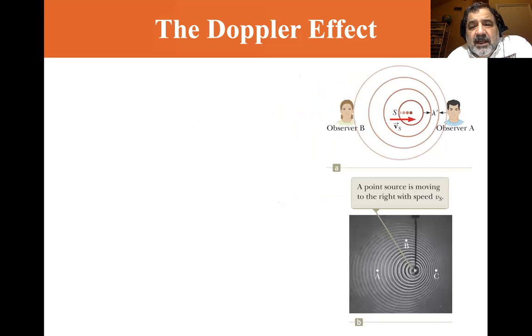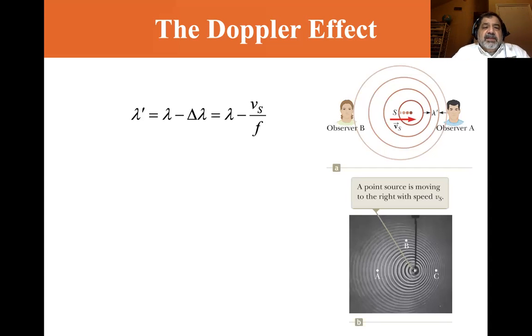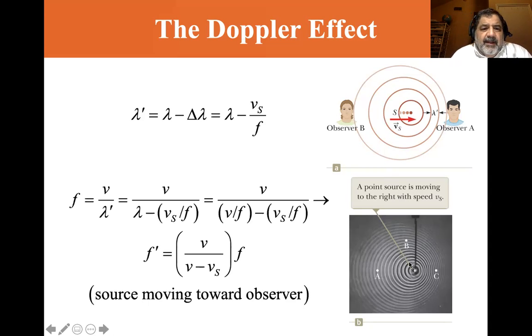Now here's the wavelength: lambda prime is equal to lambda minus delta lambda, which is lambda minus the velocity of the source divided by the frequency. So here's the source, a point source moving to the right with speed v_s. Instead of the previous example where we had the observer moving, now we have the source moving. You can see observer A is going to hear a higher frequency. Observer B is going to hear a lower frequency. So here the source is moving toward the observer, that's this one.